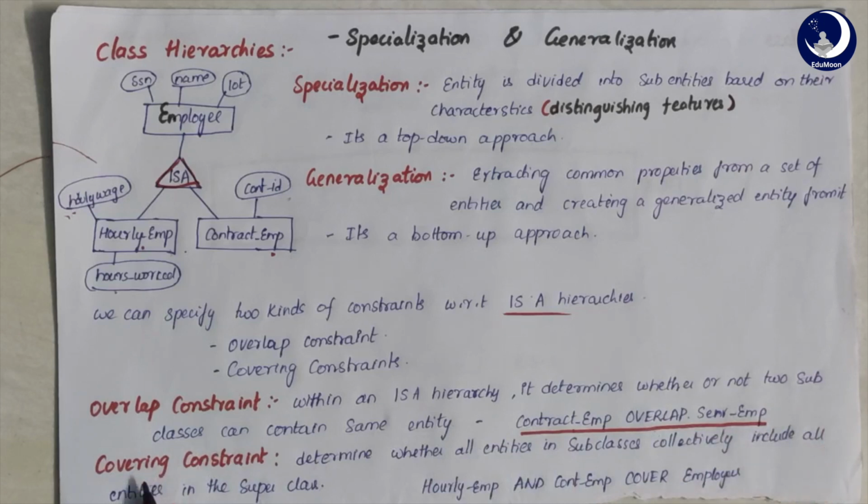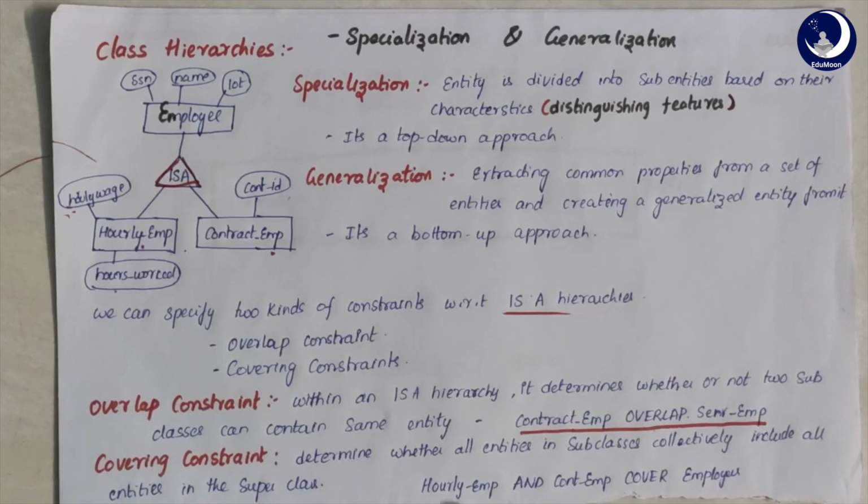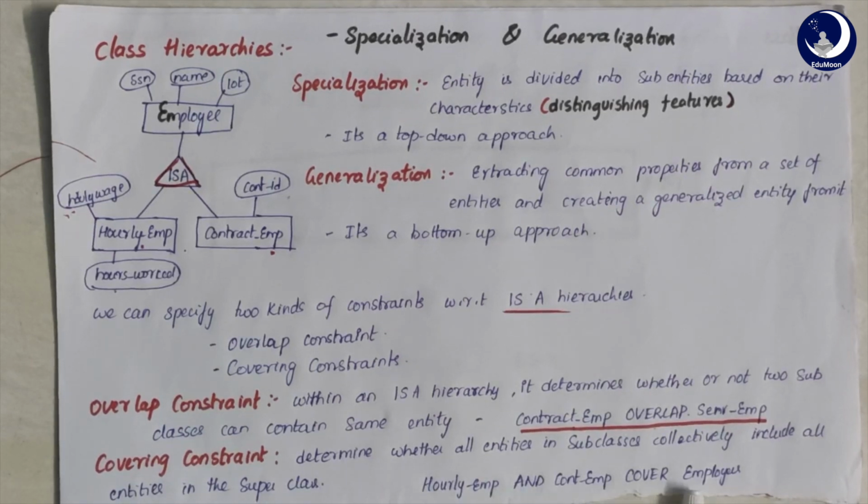And the next constraint is the covering constraint. Covering constraint determines whether all entities in the subclass collectively include all entities in the superclass. For example, this constraint checks that the possible values for the main class, that means here the hourly employees and the contract employees, cover the employees, right? For example, who are the employees? The employees that are working either as an hourly employee or a contract employee. So the possible values for the employees would be the values from the hourly employee and contract employees only. So this completes our constraints on an ISA relationship and also the class hierarchy.